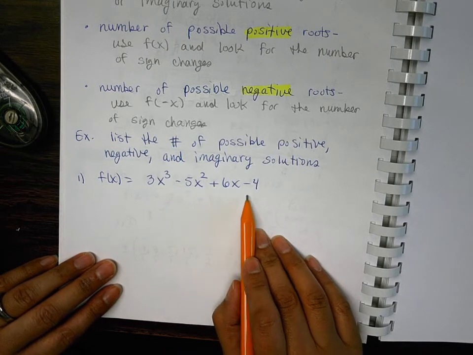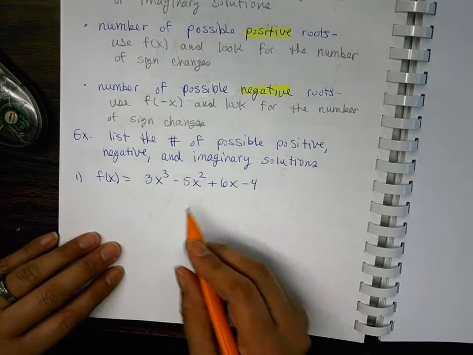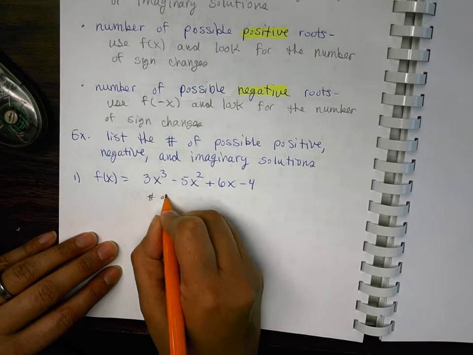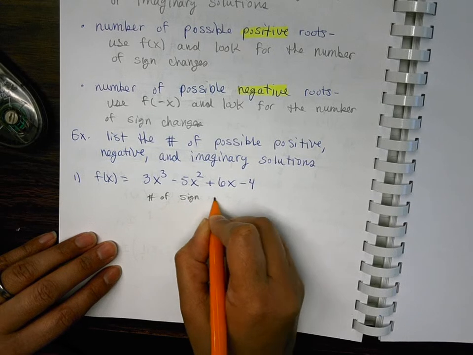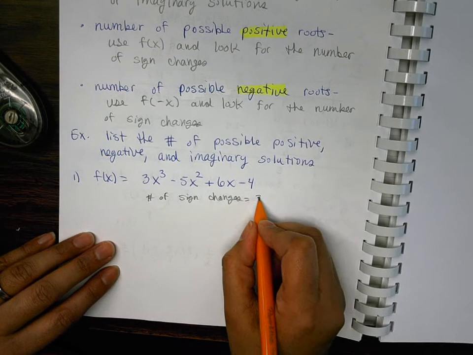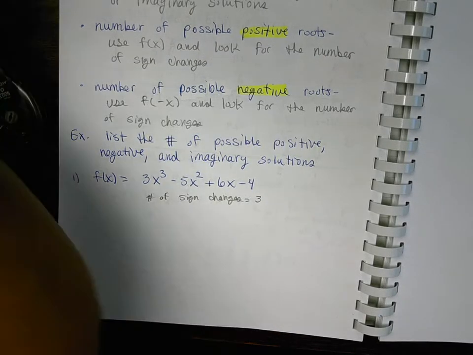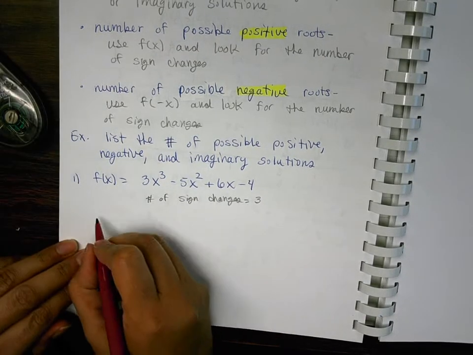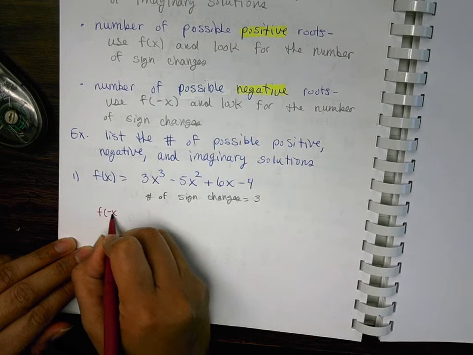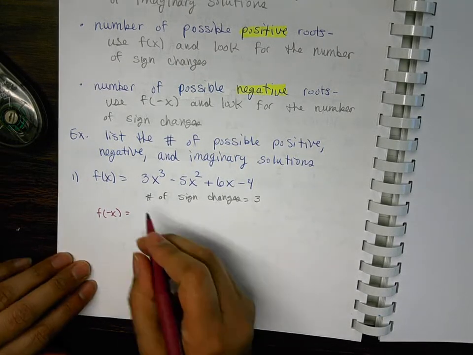All right, so number of sign changes. This is positive and it changes to negative. That is one sign change. It changes to positive. That is another sign change. And then it changes to negative, and that is another sign change. How many sign changes? 3. Now we're going to find f of negative x.